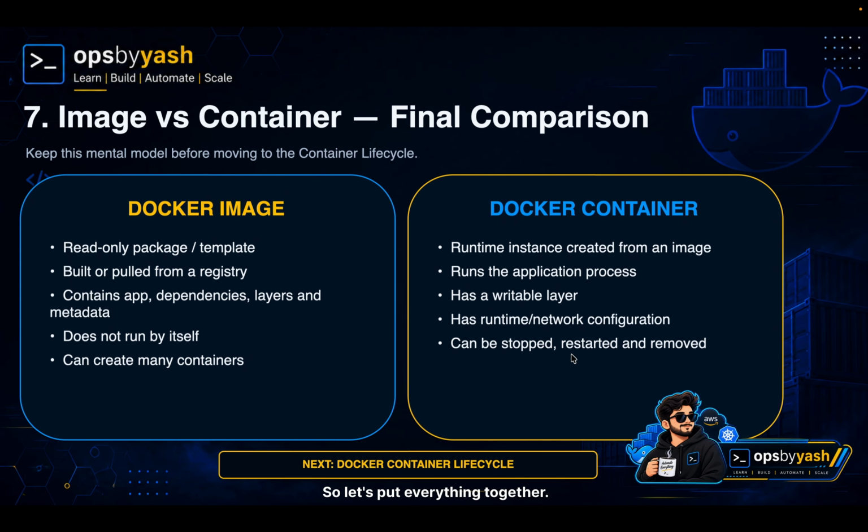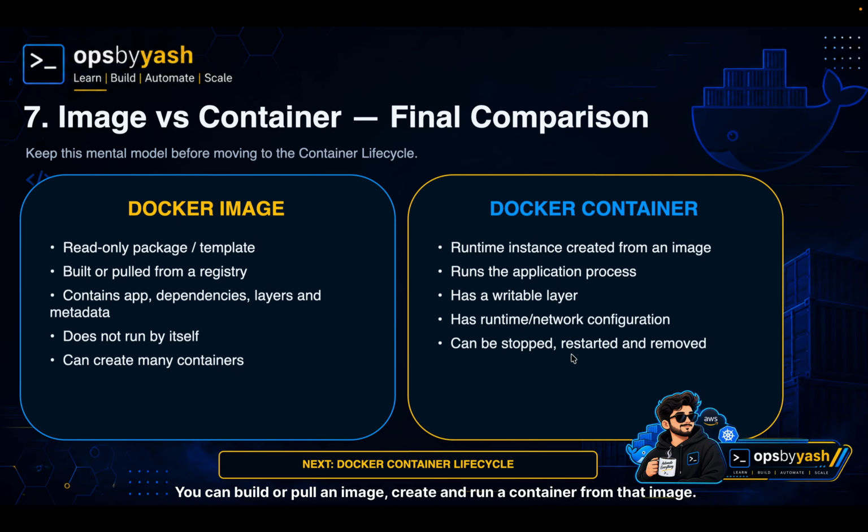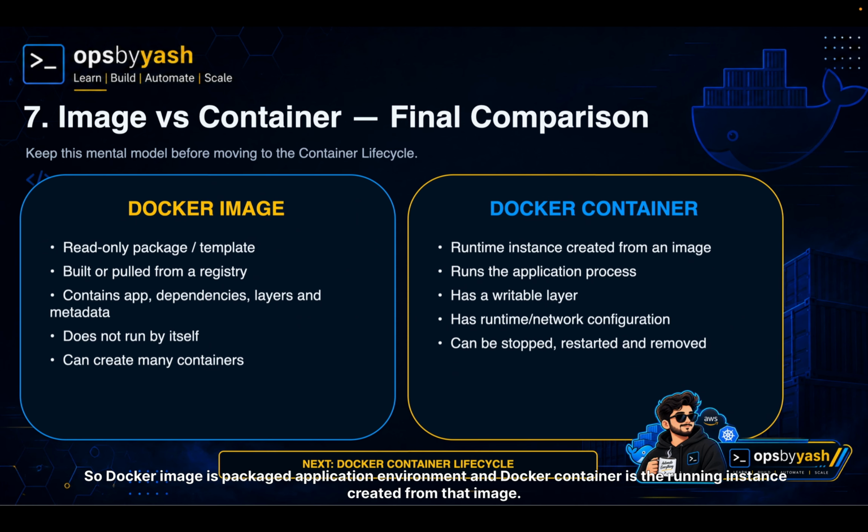So let's put everything together. A Docker image is a packaged read-only template containing your application and its dependencies. A Docker container is an isolated runtime environment created from that image where the application actually runs. You can build or pull an image, then create and run a container from that image. An image can be used to create multiple containers, and containers can have their own runtime configuration, networking, writable layers, and attached storage. So a Docker image is a packaged application environment and a Docker container is the running instance created from that image.